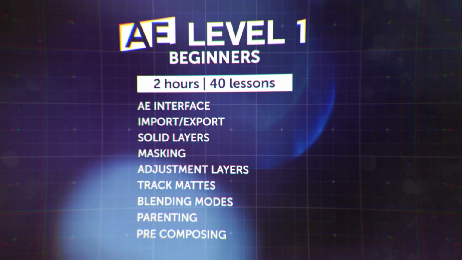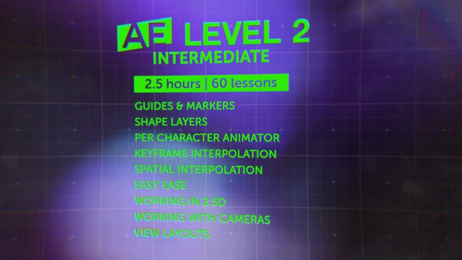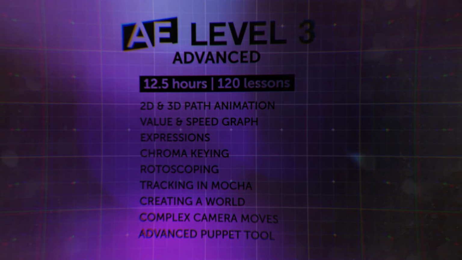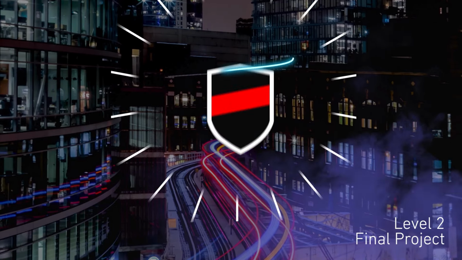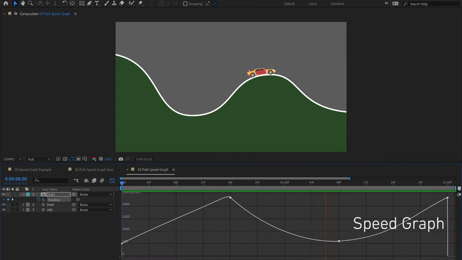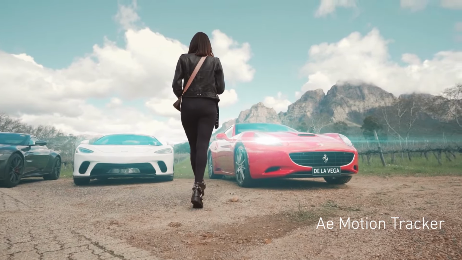Level 1 is for those who are new to the game. Level 2 is a great starting point for those who want to sharpen their AE skills. And Level 3 is for those who want to master After Effects on a professional level. Whether you want to kickstart a career in motion graphics, freshen up your AE skills, or expand your skill set, this course will be a great mentor.